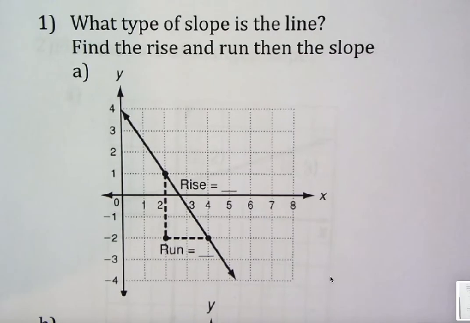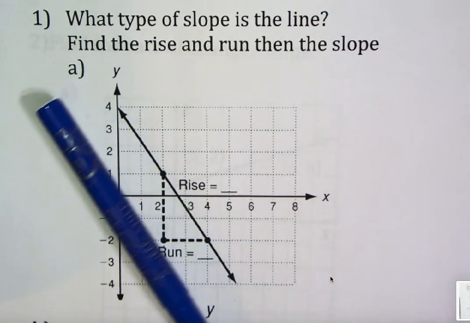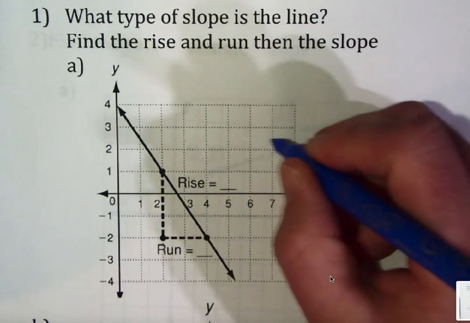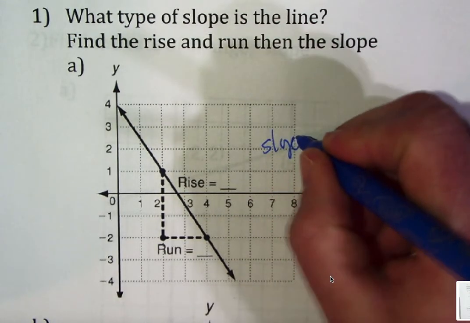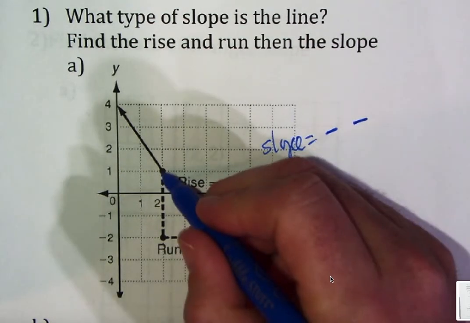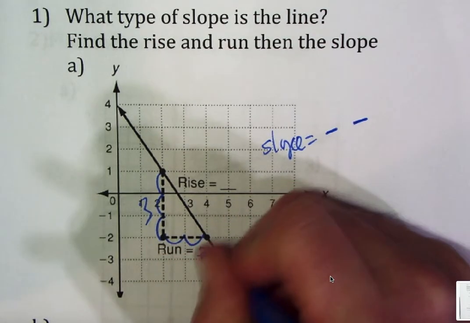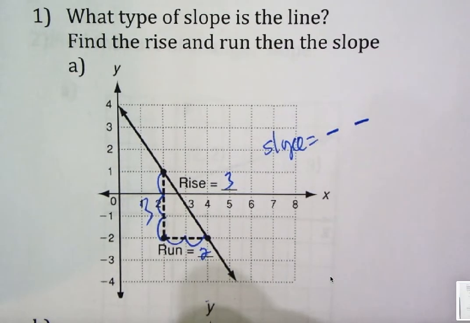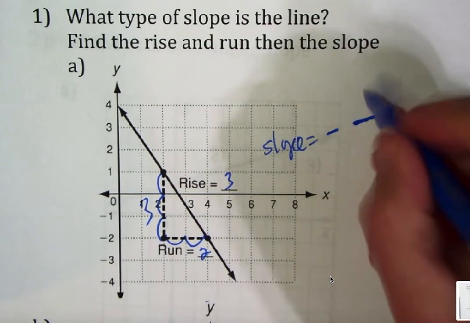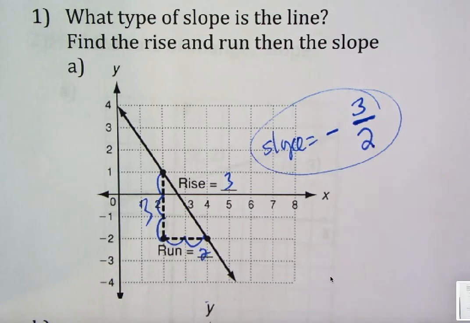So here's where you would do a little practice. Pause. Think about it. All right. What type of slope is this? Well, that's going down and to the right, so I know my slope is actually going to have a negative number. They already did this little box for me, so I found my rise and I found my run. My rise is 3, my run is 2. So this slope is negative 3 over 2.